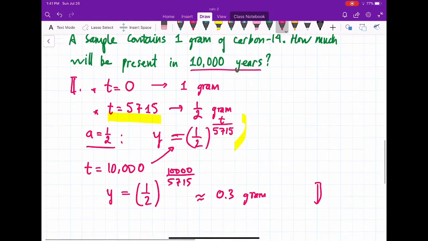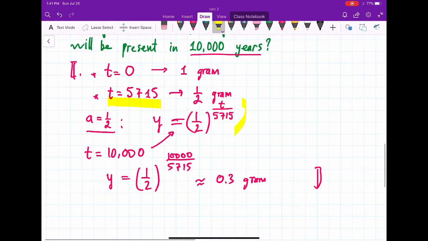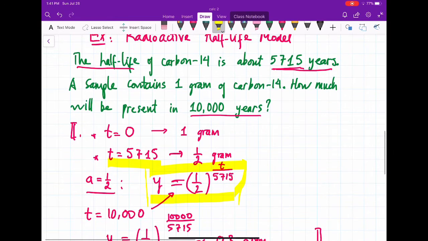All right, now let's talk about the graph of this function, and why we can use such a model for this.